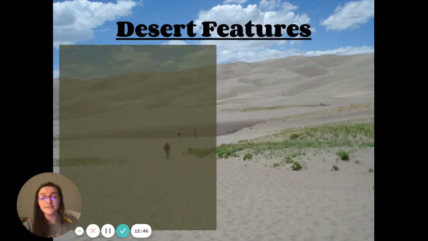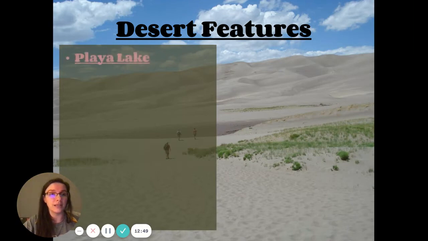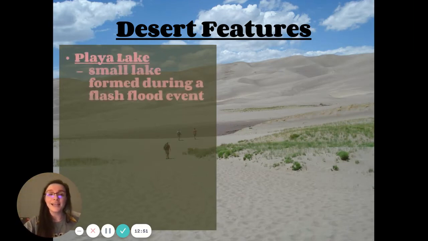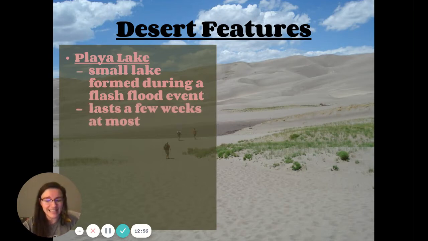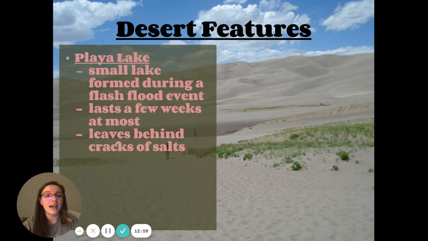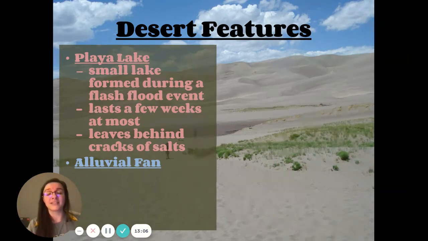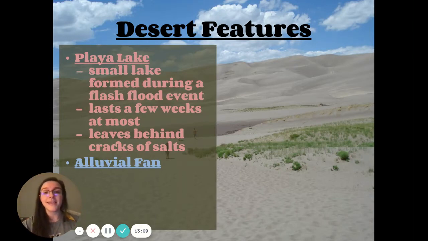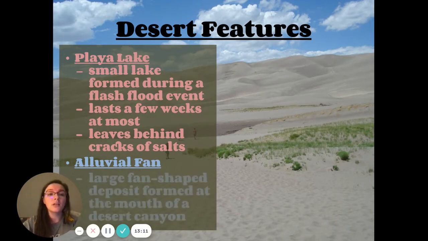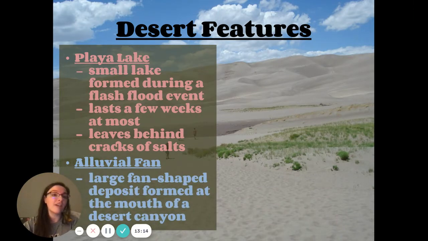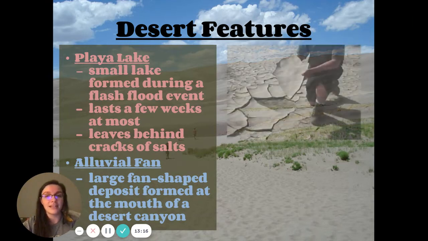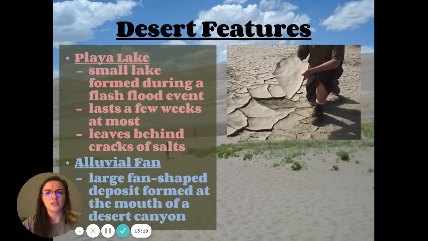So we can see lots of interesting desert features when we look. There are things called playa lakes, which are small lakes that form during a flash flood. They typically don't last for very long, and they leave behind cracks of salt. So you might sometimes see a salt plain where you've got chunks of cracked salt. That was at one point a lake in the middle of a desert. An alluvial fan is a large fan-shaped deposit at the mouth of a canyon. So here, this is a salt plain left behind from a playa.